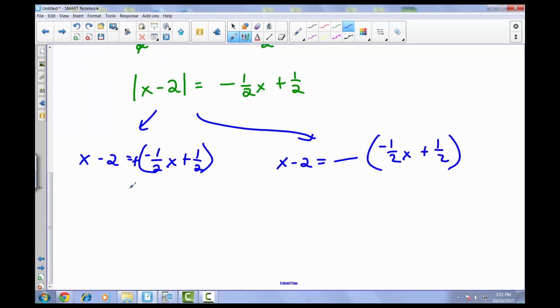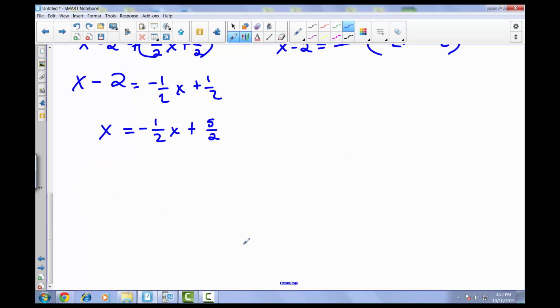Over here, now we've got actually 2 different functions. We would just have x minus 2 is equal to negative 1/2 x plus 1/2, just kind of rewriting it, and then adding 2 to both sides, so then x is equal to negative 1/2 x plus, if you add 2, you'd end up with 2.5, which is the same thing as saying 5/2. And now we can go ahead and add this 1/2 x to both sides, kind of getting all those x's on the same side and numbers on the other.